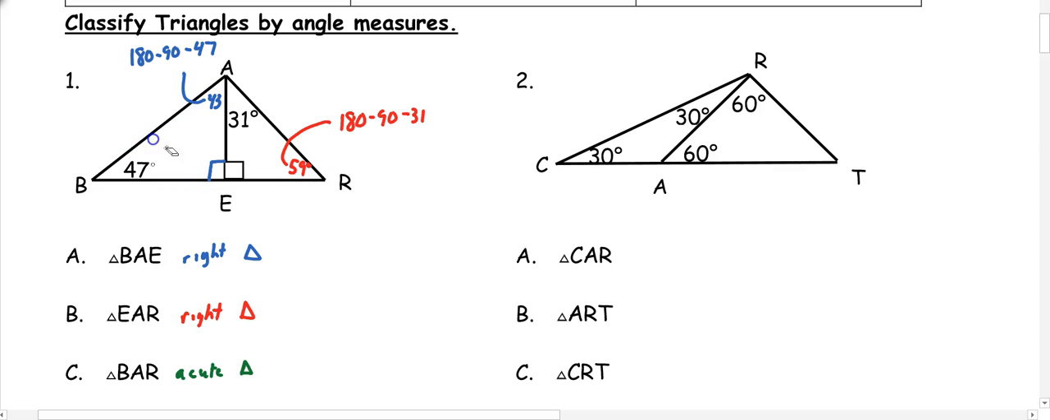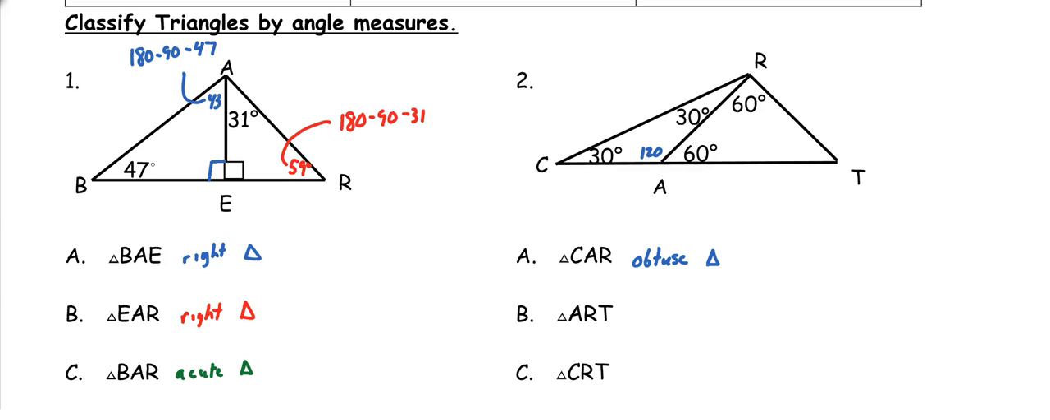Now when I move over to triangle number 2, the first triangle is CAR. So in CAR, I need to know the missing angle. Well, if it forms a straight line, I can subtract 60 and get a measure of 120. So one of our angles is greater than 90 degrees, which means that this is an obtuse triangle.